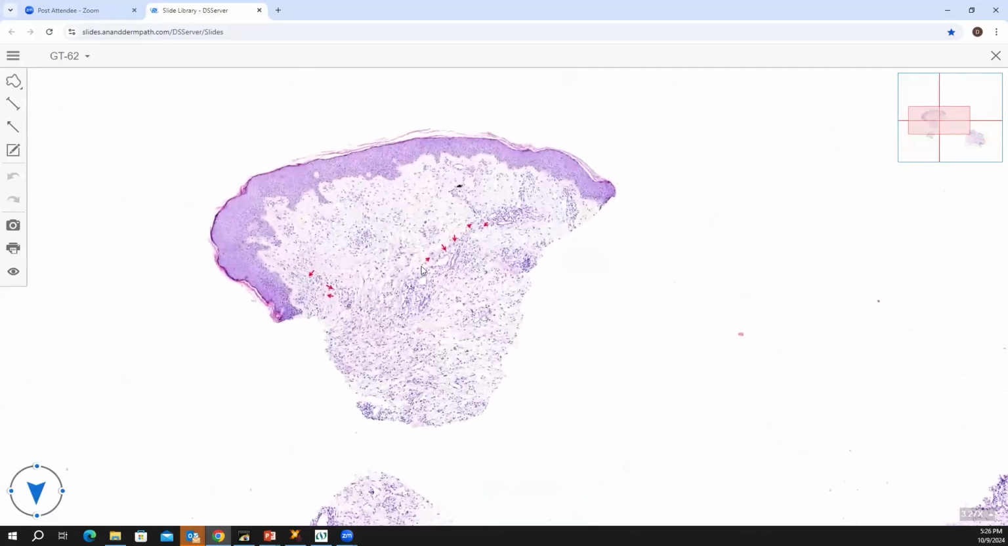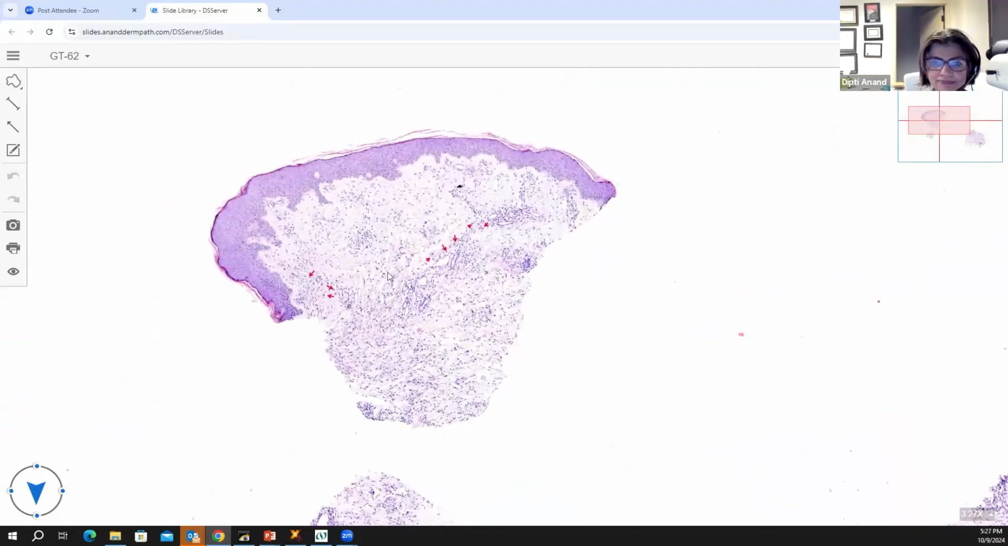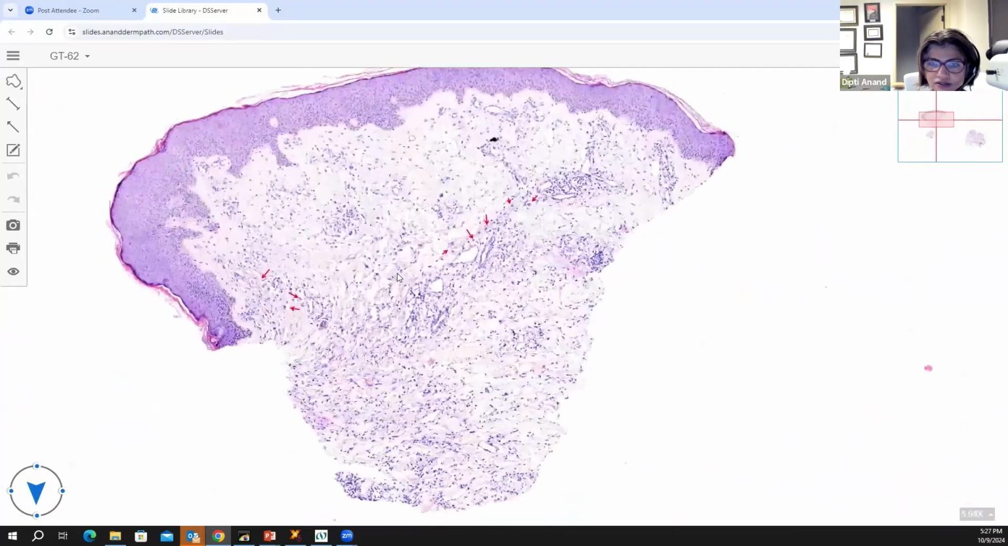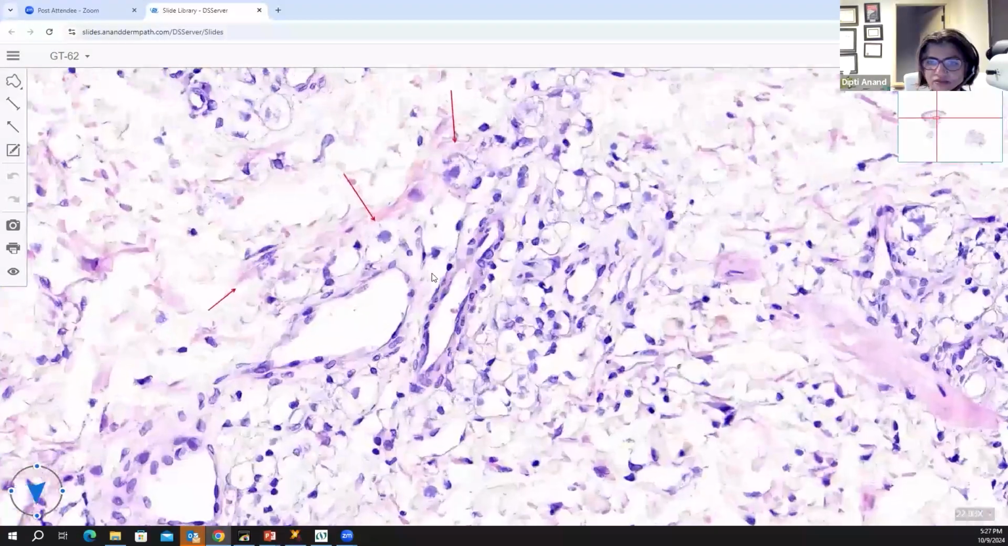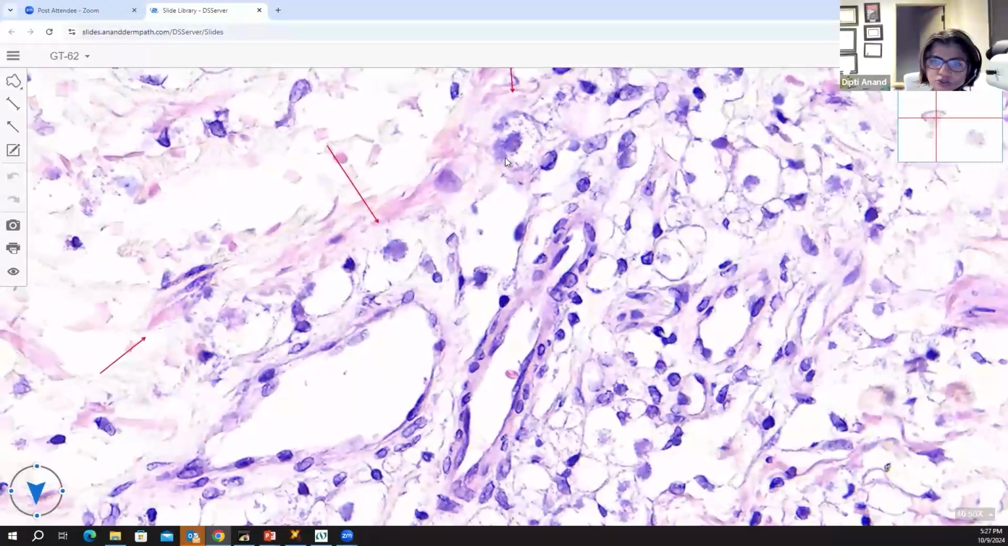So this is another biopsy. You can see that everything here, there are these holes and spaces. And you see them now? This is one globoid cell. This is another one. See the fluffy bacteria?